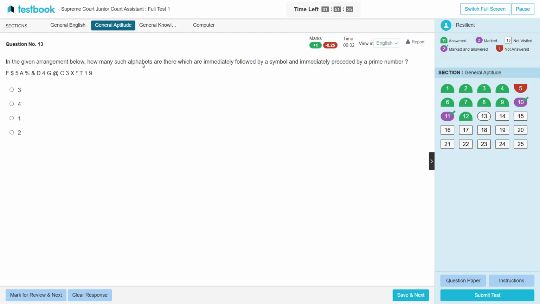In the given arrangement below, how many such alphabets are there followed by a symbol and immediately preceded by a prime number? Let's just look at the symbol. This symbol, this symbol, but here there is no prime number. Symbol, alphabet, prime number.